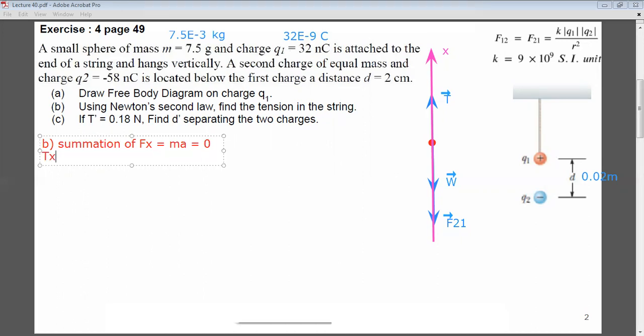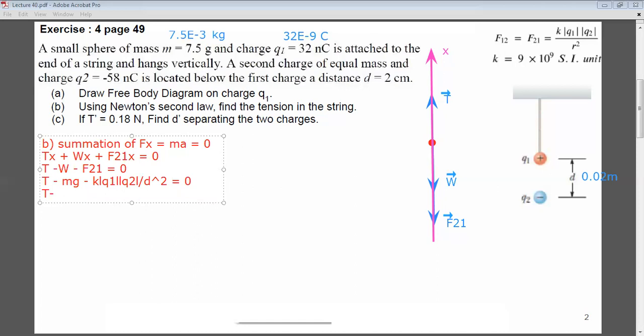Okay. So now I have Tx plus Wx plus F21x equal to 0. Tx is all of T. Wx is minus W. F21x is minus F21. This is equal to 0. Tension minus mg minus, what is the magnitude of this force F? It is k times the absolute value of Q1 times the absolute value of Q2, divided by the distance between them squared, here called d. So this is equal to 0.